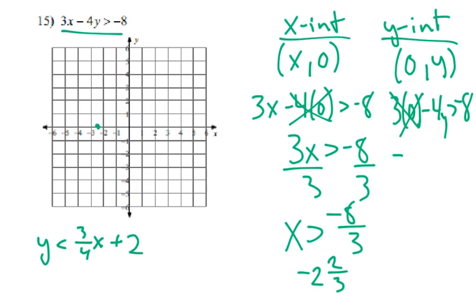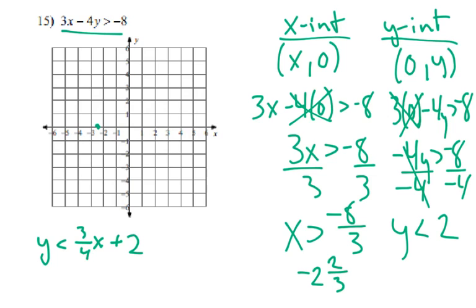So I make the x 0, and then I solve for y. So that becomes 0. -4y is greater than -8. Divide by -4. So we get y is less than +2. So up here at +2, there's my y-intercept. Okay. Then all I have to do is say it's solid or dotted, draw my line. Okay.